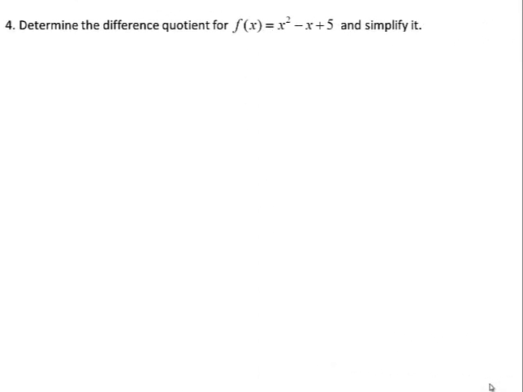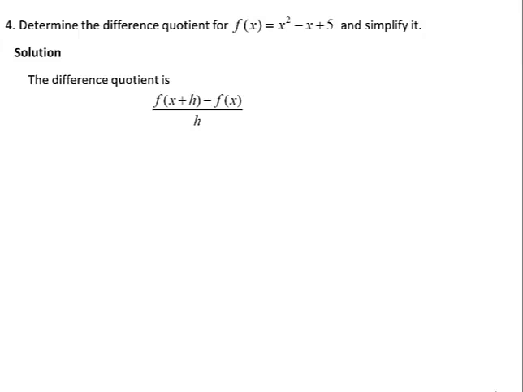The next one, I thought we'd check out number 4, the difference quotient one. It seemed to cause quite a few of you some fits. So you're given the function x squared minus x plus 5. I asked you to determine the difference quotient and simplify it. The first thing I would do is write down what the difference quotient is. So there it is, f of x plus h minus f of x, all of that over h.